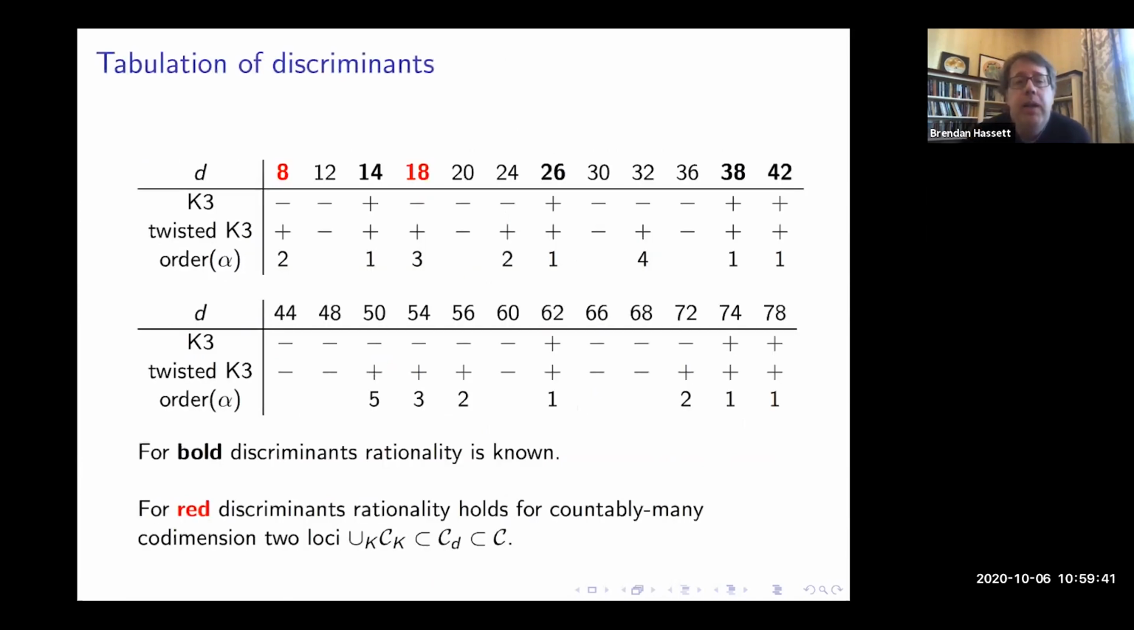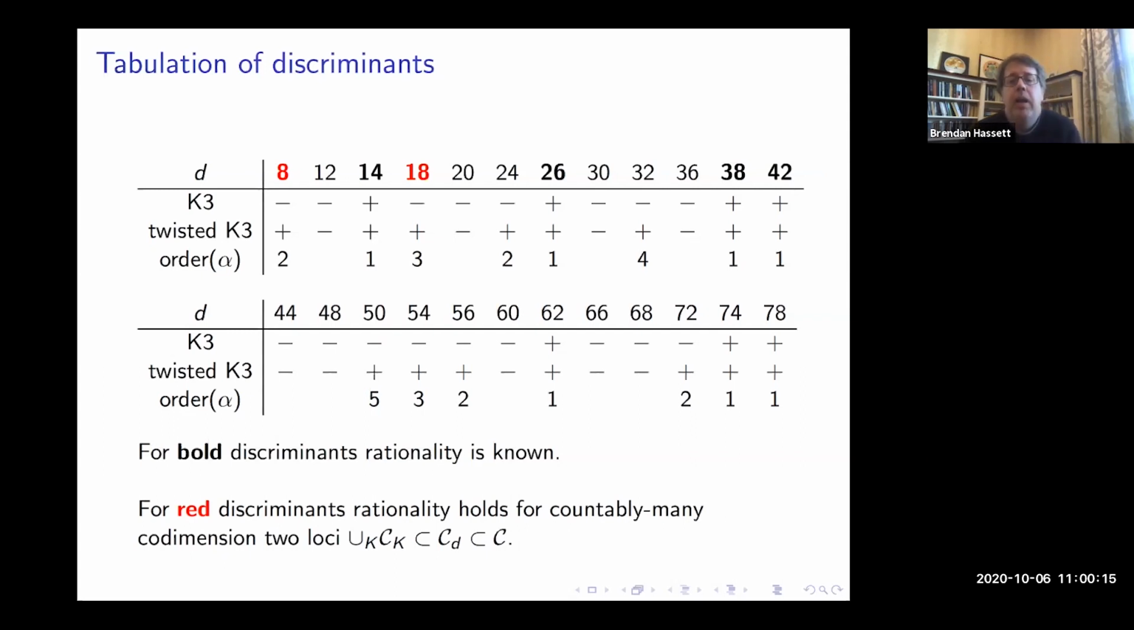So here is kind of an inventory of discriminants. Here I'm looking at the discriminants that can appear for special cubic hypersurfaces of various types. So D is congruent to 0, 2 mod 6. And I indicate whether there's an associated K3 or whether there's an associated twisted K3. The plus means you have it and the minus means you don't. Hopefully I tabulated it correctly.